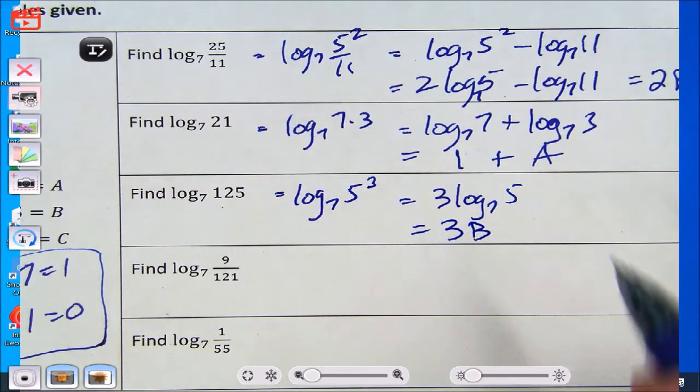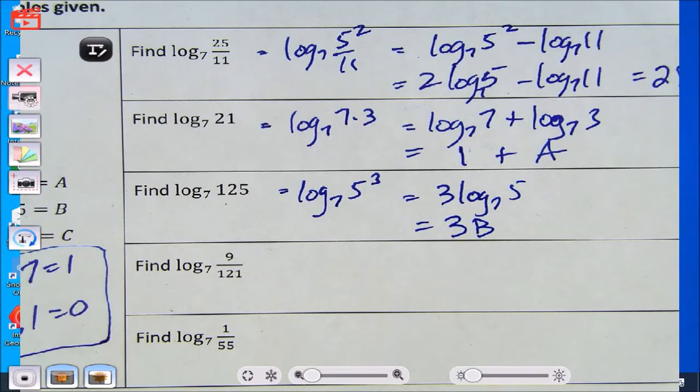Would you not do 5 times 5 times 5? Then it'll be B plus B plus B, which will again be 3B. So you'll still get the same answer if you go the other way.